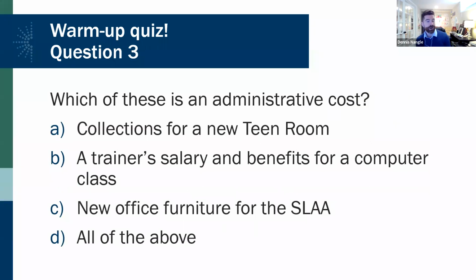Which of these is an administrative cost? A, collections for a new teen room. B, a trainer's salary and benefits for a computer class. C, new office furniture for the State Library Administrative Agency. Or D, all of the above. This is interesting. Seeing less of a barrage of answers immediately. Interesting. Good. Well, the correct answer is C, new office furniture for the State Library Administrative Agency.